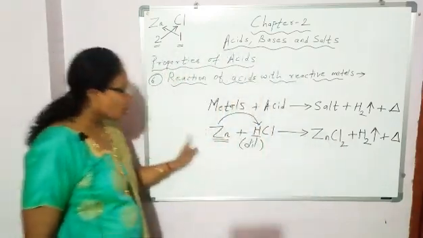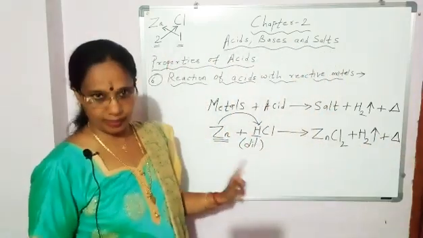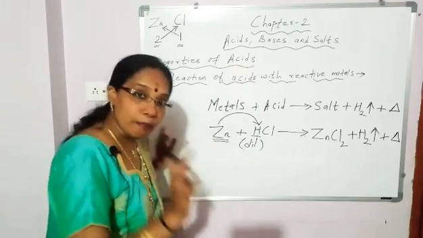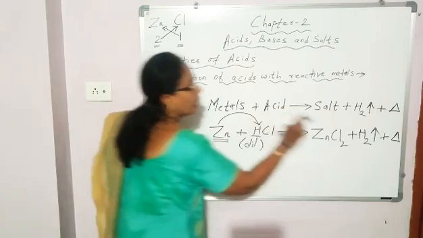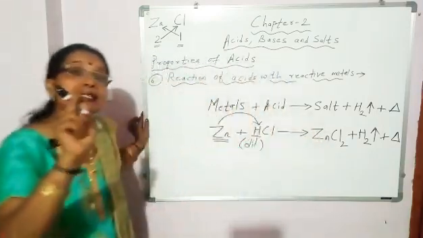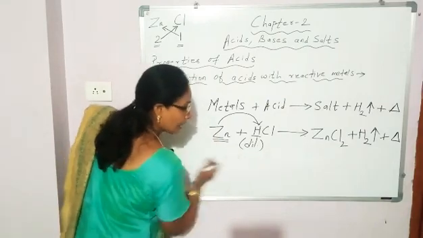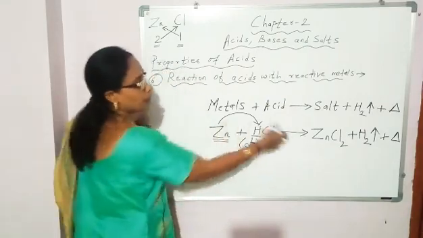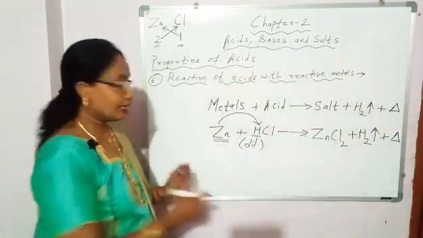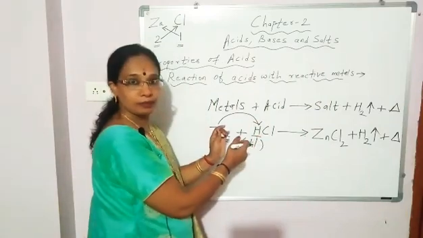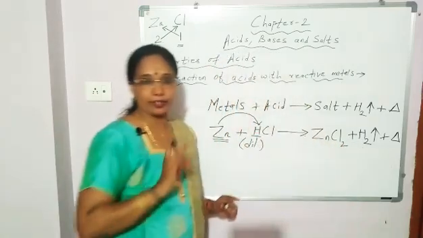Now, once you write a chemical equation or a chemical reaction, you have to balance it. Balance means number of atoms of each element in the reactant and the product should be same. Look here. Reactant means the substance before this arrow mark and the substance after the arrow mark, that is product. Reactant means the substance which react, and after reaction the new substance form, that is called product.